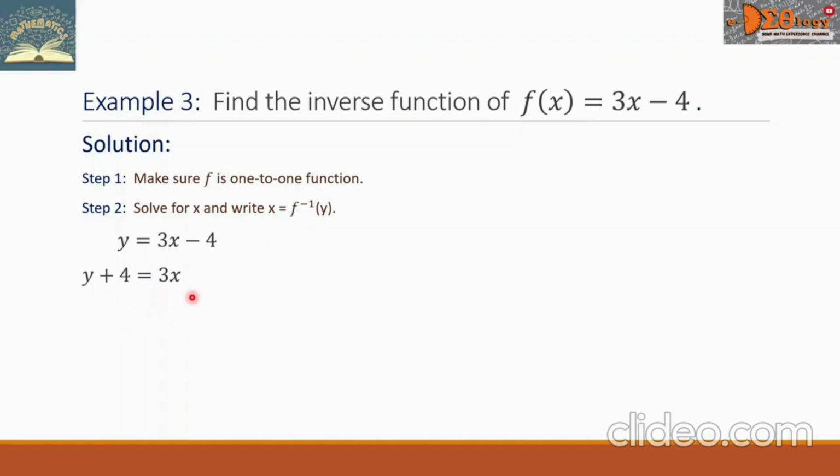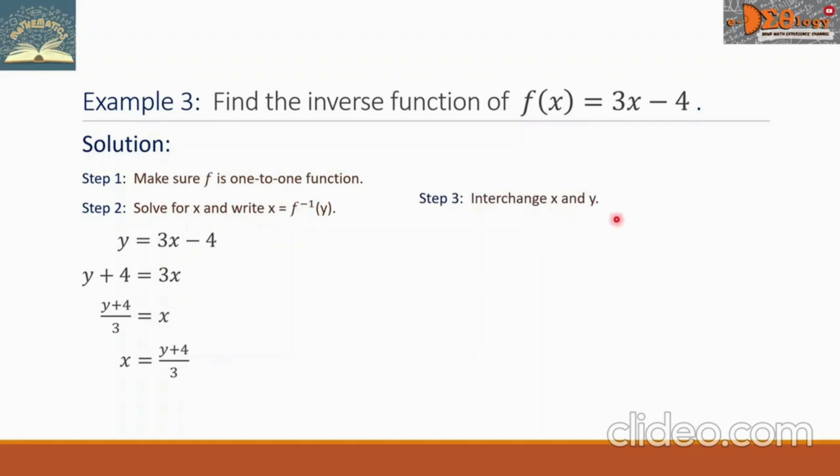Then we isolate x. We divide the equation by the coefficient of x, which is 3. So the left side becomes y plus 4 over 3 equals the x. We just interchange the position of x and the left side value. So x comes to the left equals the fraction y plus 4 all over 3. Then we go to step 3.